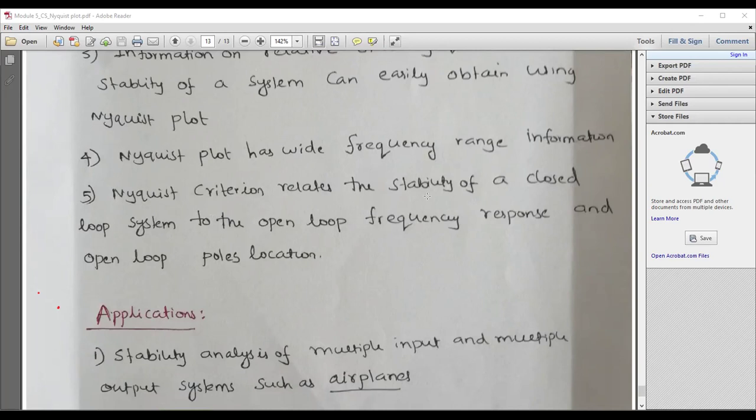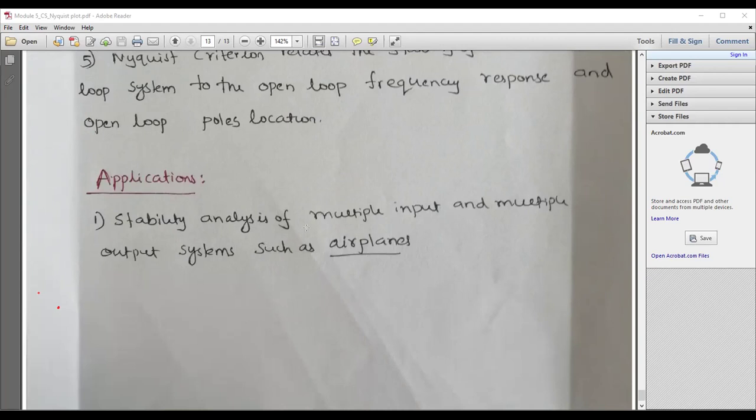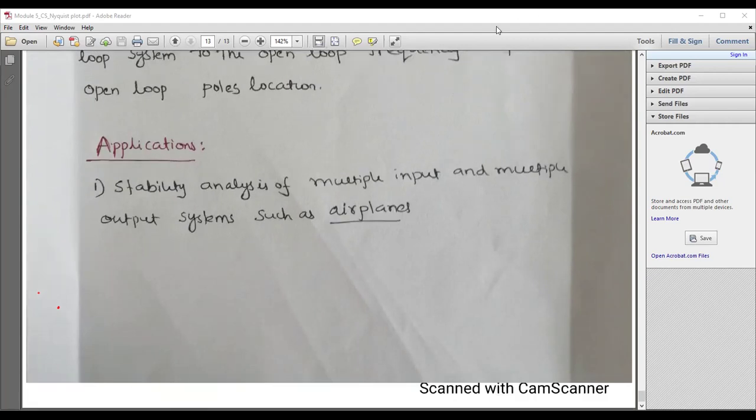Nyquist criterion relates the stability of the closed loop system to the open loop frequency response and open loop pole locations. The application is mainly used for positioning, especially in airplanes. These are the various applications.